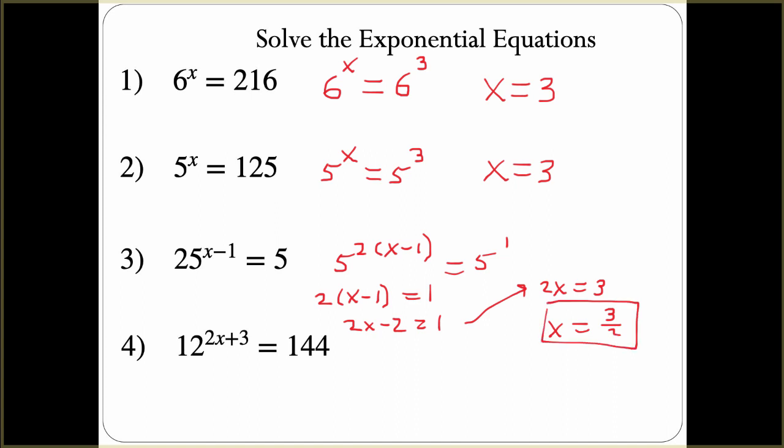This one we have to do a little more work, because we have to find that same base. Then when we do that, we get 5 squared. And we have to take that 2 and multiply it by the original exponent of x minus 1.